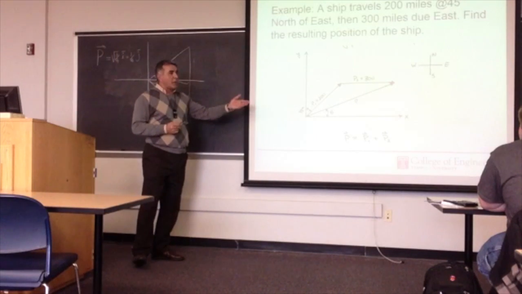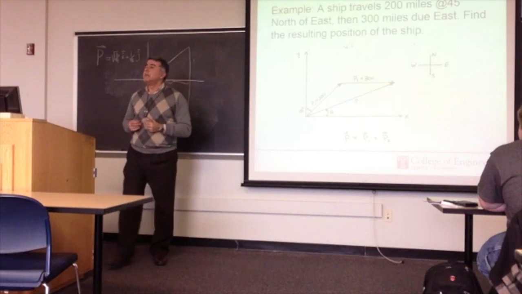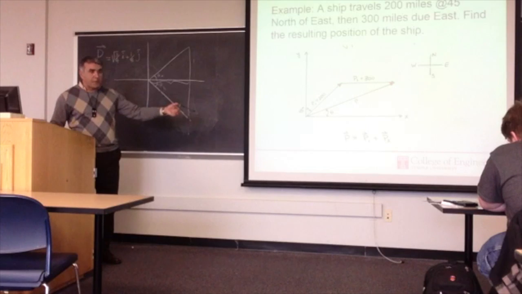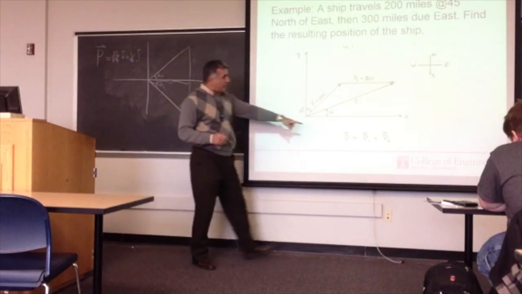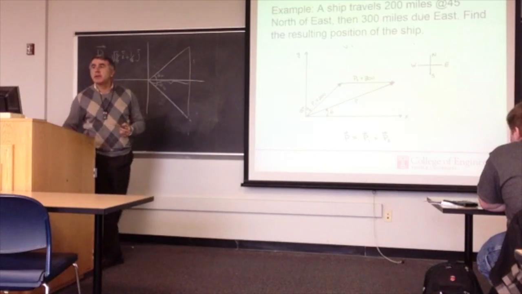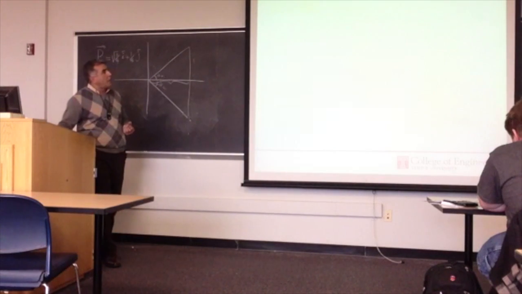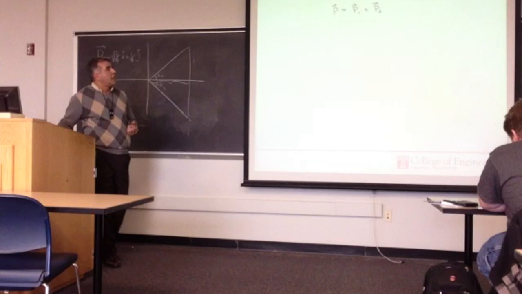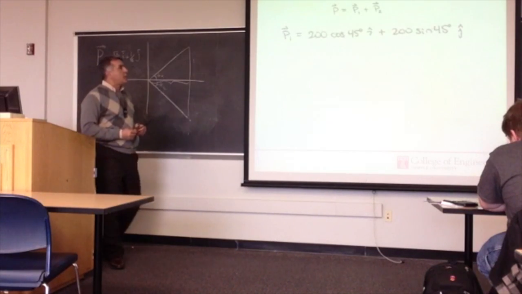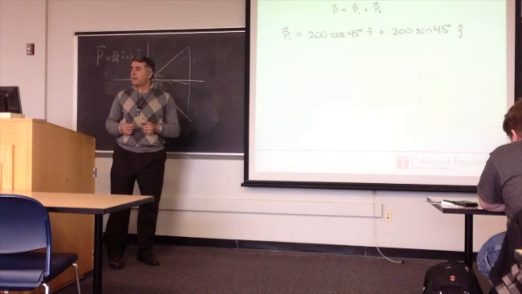So P1 plus P2. So what do you have to do? You have to find... I know, but what is the first thing? I mean, you know that it's a summation of two vectors, but you need to find the vectors first, right? So you need to describe the vectors. So how do we describe it? P1. P1 is 200 cosine of 45 degrees.